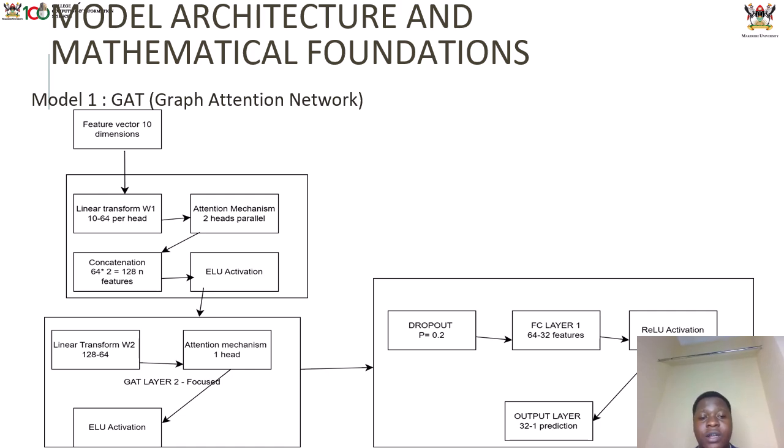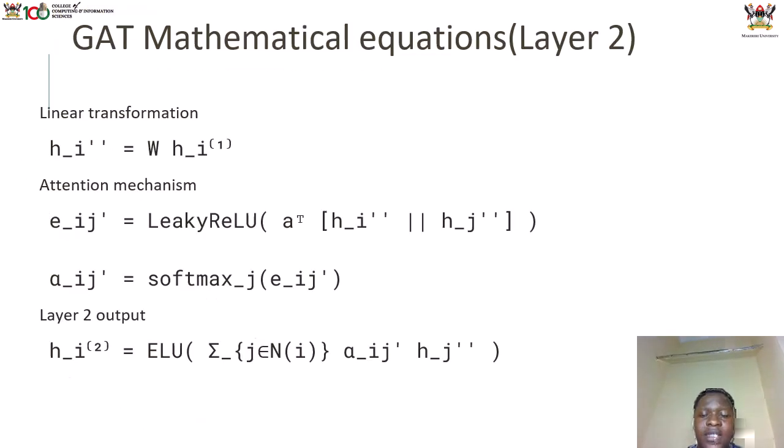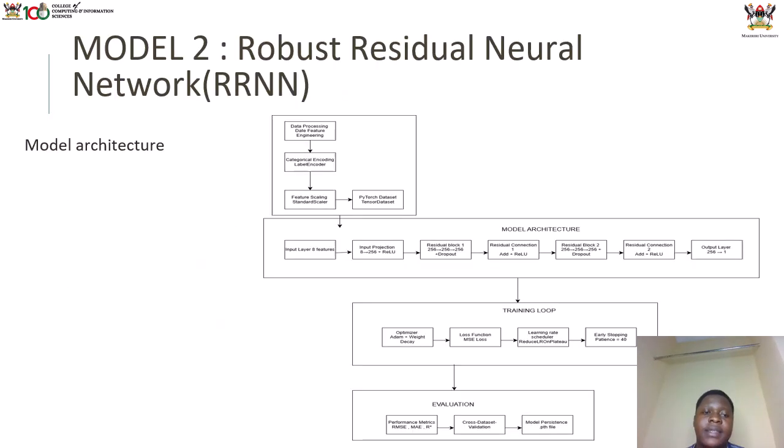So the graph attention network mainly focuses on establishing the relationships between the different crops, the different features, for example, region, the time, then the districts, the crops, the inputs. So it establishes those features as nodes, and then establishes the relationships between those features, and that is done using edges. So we shall now go to the math. These are the mathematical equations involved in graph attention network, and then there's also robust residual neural network.